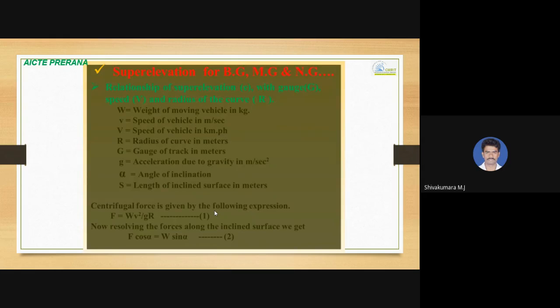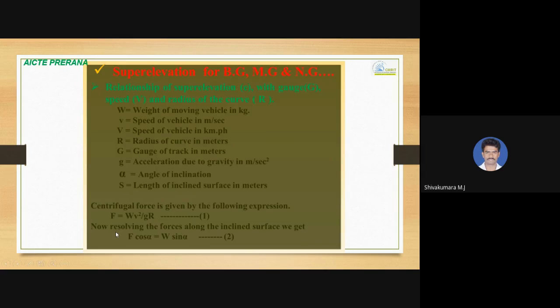And the relationship between super elevation, gauge width, speed, and the radius of curve, and some of the notations we are going to use in this. So W is the weight of the moving vehicle. Capital V is the speed of the vehicle in kilometers per hour. Capital R is the radius of curve in meters. G is the gauge width of track in meters. And small g is acceleration due to gravity. And alpha is the angle of inclination. S is the length of the inclined surface in meters.